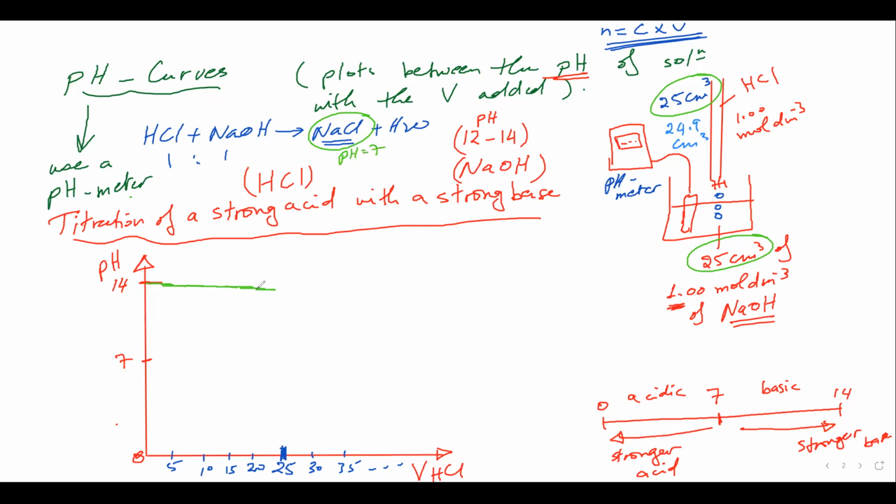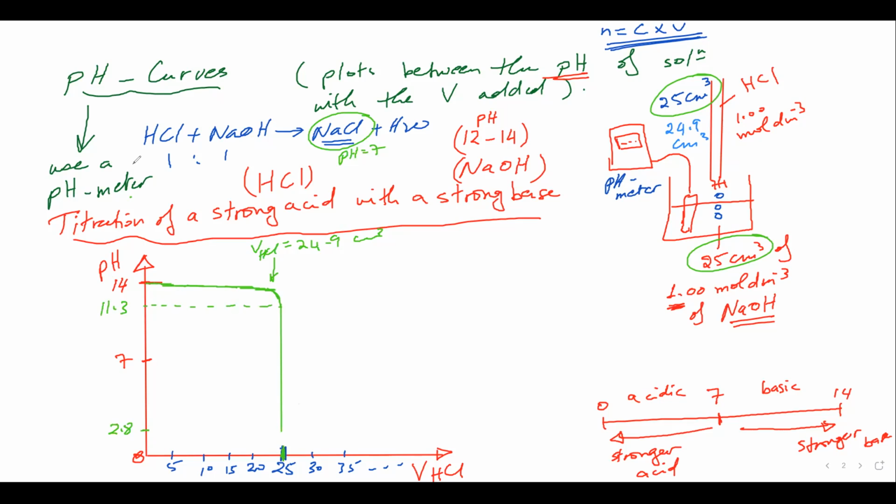And so you will see that there will be a sudden drop in pH. You see here the volume of HCl is about 24.9 centimeter cube. But at exactly 25 centimeter cube, you will see a steep drop of pH from about 11.3 till about 2.8, or you can say 3, whatever.